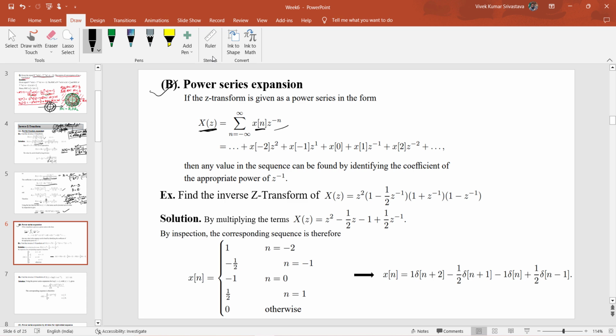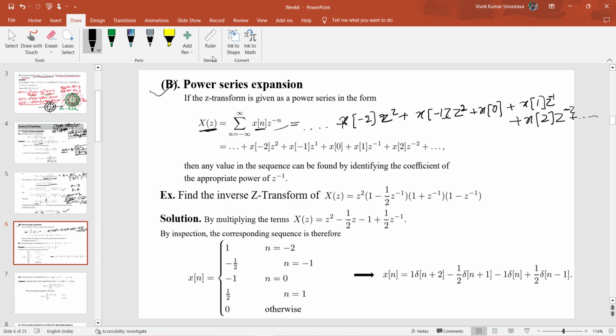So this can be expanded as x of minus 2 z raised to the power 2 plus x of minus 1 z raised to the power 1 plus x of 0 plus x of 1 z raised to the power minus 1 plus x of 2 z raised to the power minus 2 plus dot dot dot and so on.